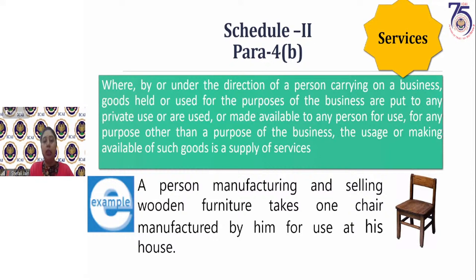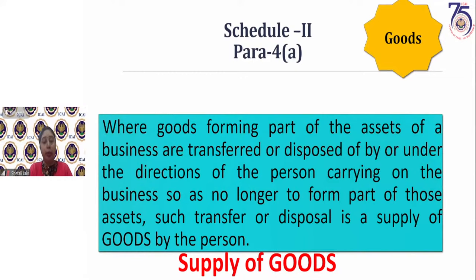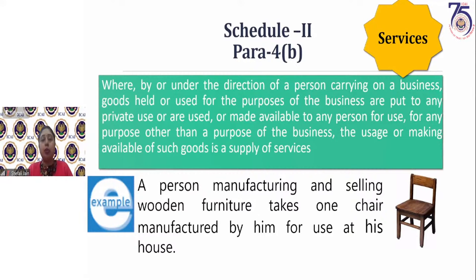So here we are actually taking out a good, which was used for the purpose of business, but now we are using it for some private purpose, then that is considered as supply of services. So see here, in the previous para, we were considering it as supply of goods, where we have transferred the goods permanently. But when we are transferring any goods which are used for the business purpose for some private purpose, then we are only using such goods. So this is considered as supply of services.